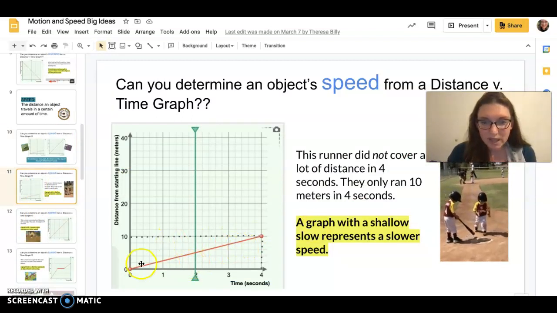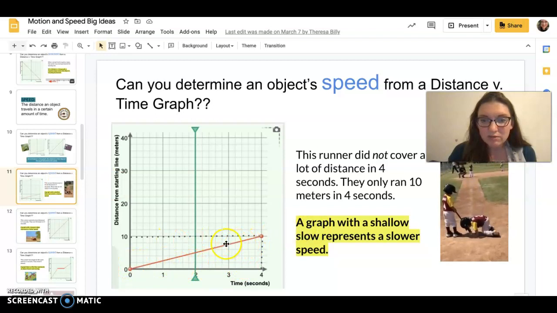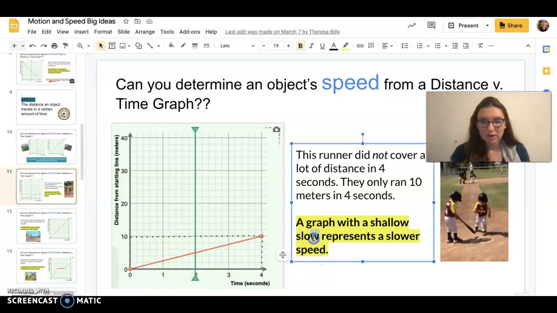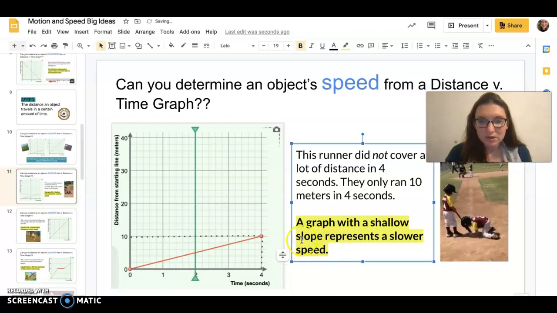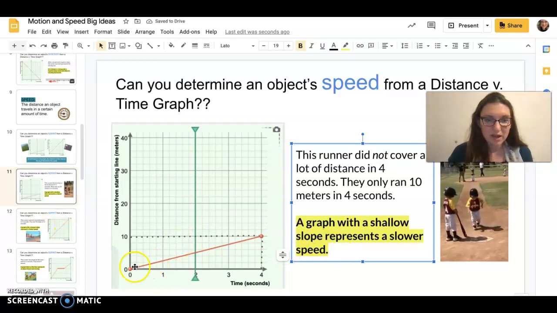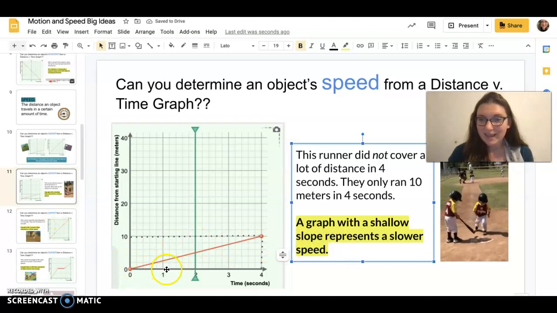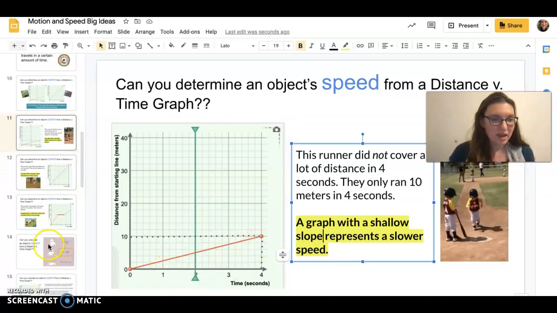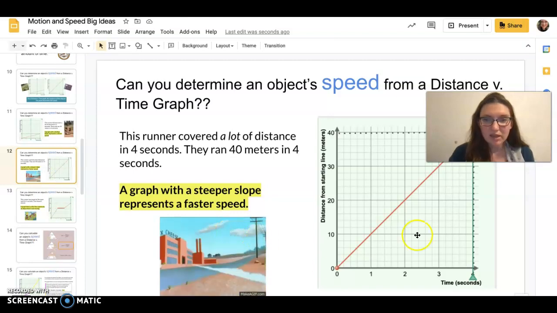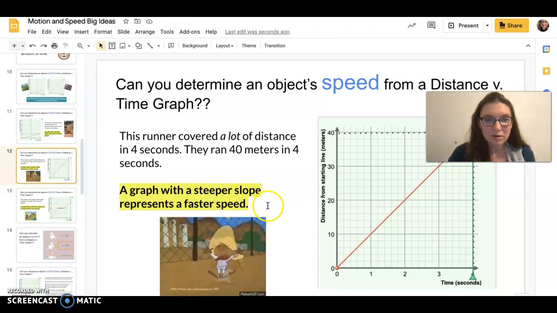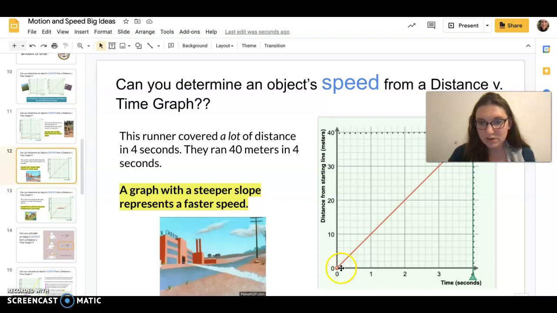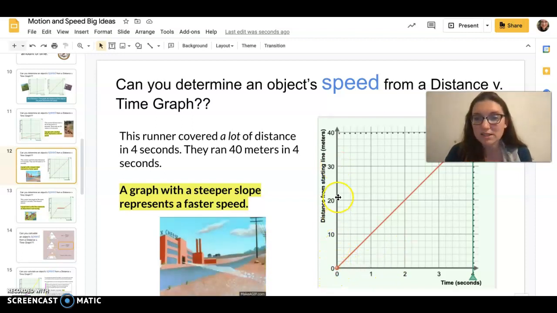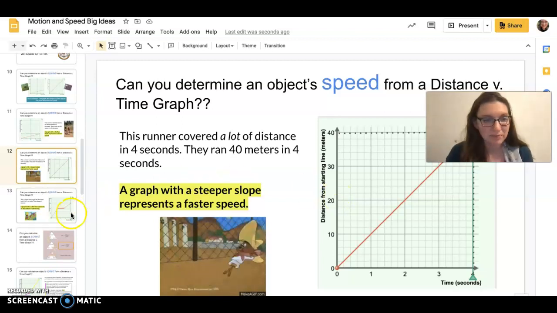So this is just what I was saying. A graph with a shallow slope represents a slower speed, because they're not moving very much distance in each increment of time. And then a graph with a steeper slope represents a faster speed. So higher slope or steeper slope means that they're moving more distance in a less amount of time.